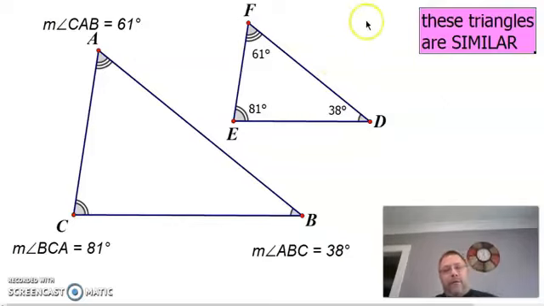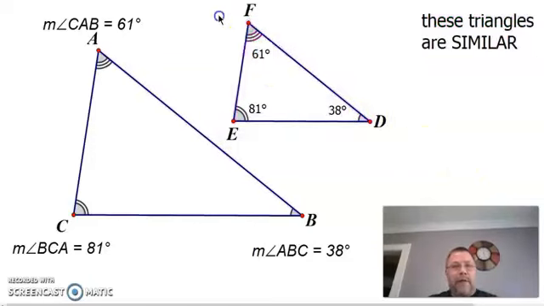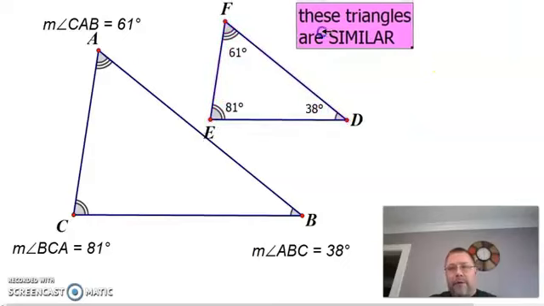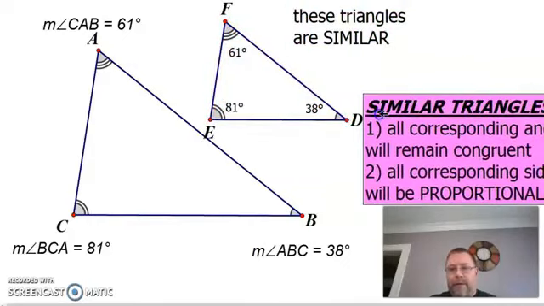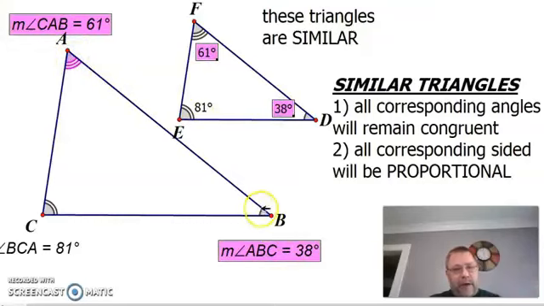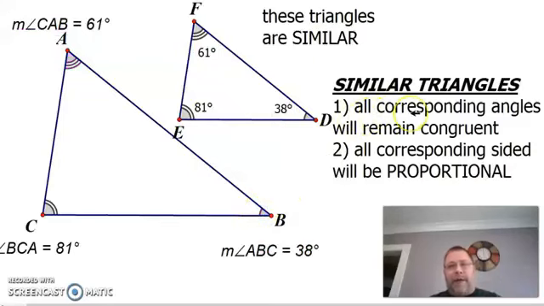What does it mean for triangles to be similar to each other? Let me move these a little bit out of the way. I have some notes here for you. Two things to be similar. One, all corresponding angles will remain congruent. You saw that when I made the triangle bigger, it did not affect the angles. This 61-degree angle stayed 61 degrees here, 38 degrees here, 38 degrees right there. So all corresponding angles remain congruent.